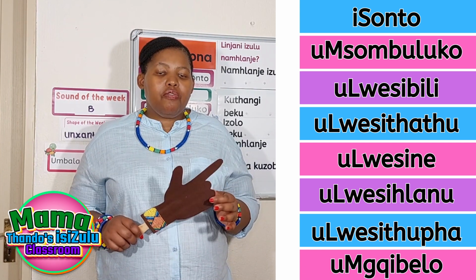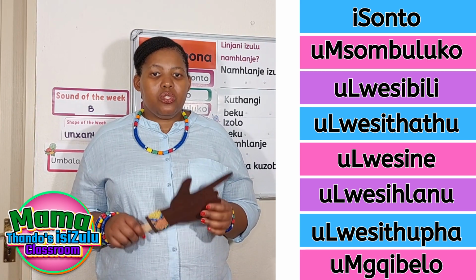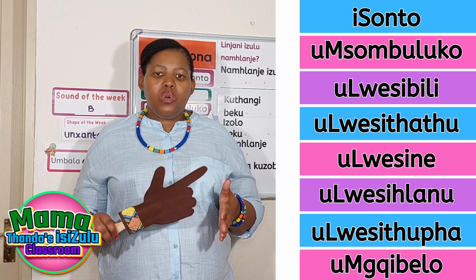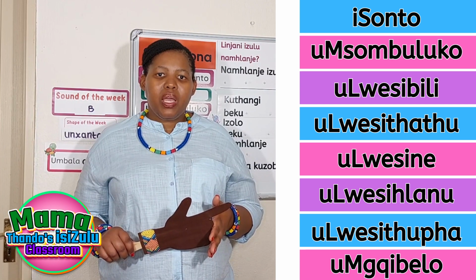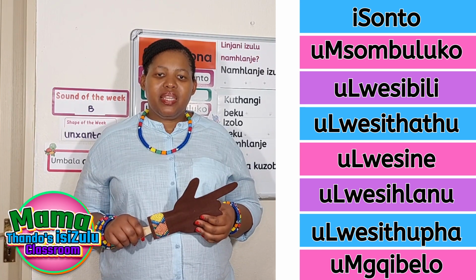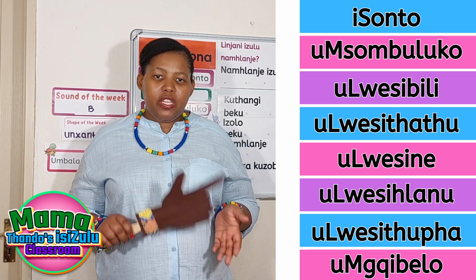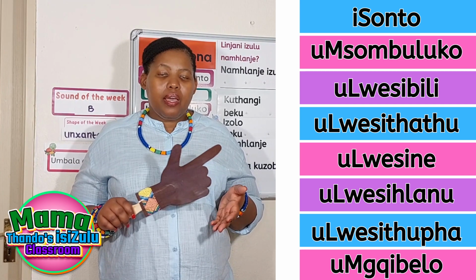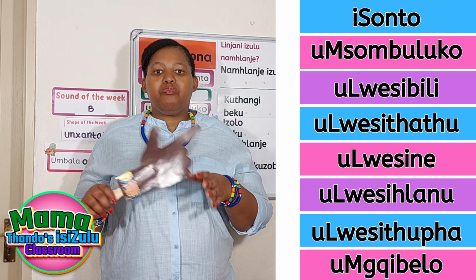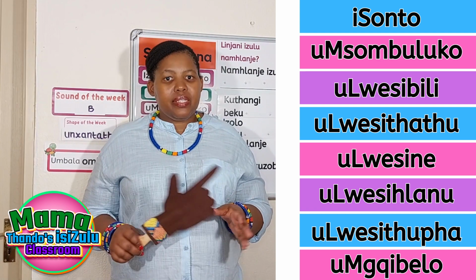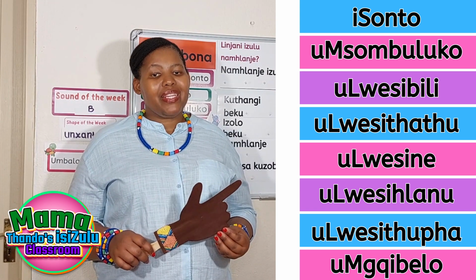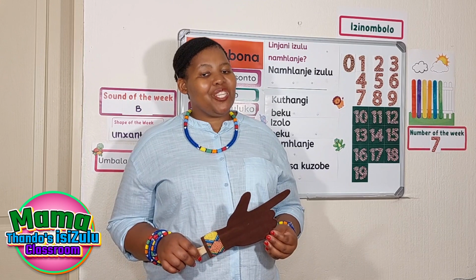But if the day of the week is in the middle of the sentence somewhere, is not the first word in the sentence, then the vowel will be a lowercase, small letter, and then the next consonant will be an uppercase, a capital letter. So that first consonant is always uppercase or a capital letter all the time. It doesn't change. Whether it is at the beginning of the sentence or in the middle of the sentence, it doesn't matter. So, uMgqibelo, that M was a small letter. So that is how that was wrong. Very good, Mngani, for spotting it.